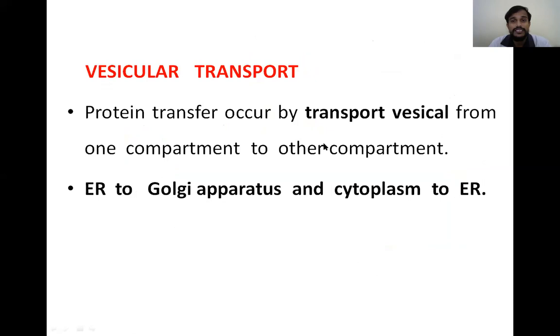And the third one is vesicular transport. The protein transfer occurs by transport vesicle from one compartment to the other compartment inside the cell. This generally occurs from ER to Golgi apparatus and cytoplasm to ER. So this translocation of protein from one compartment to another compartment inside the cell occurs by the vesicle transport, and also outside the cell. From cytoplasm to outside the cell can also occur by the transport vesicle.